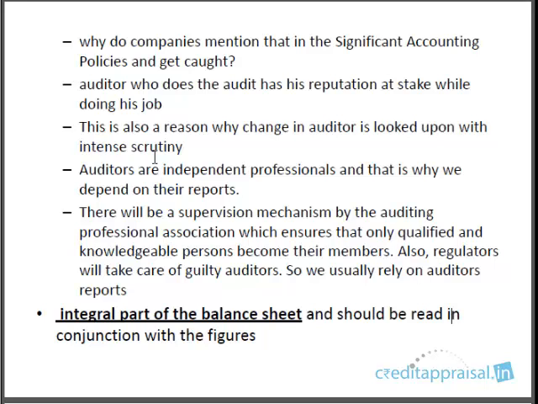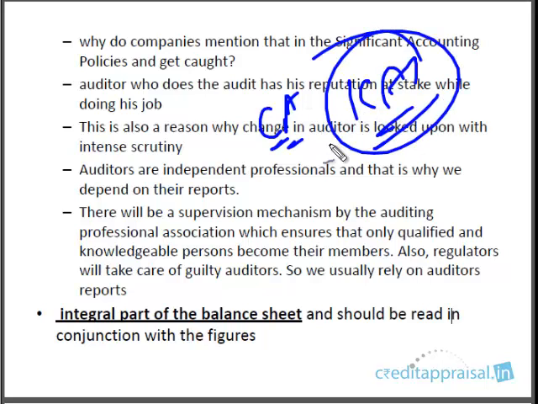At the end of the day, auditors are subjected to a supervisory mechanism by their professional organization. So all auditors here, CAs, are under the umbrella of ICAI. So there is a professional organization, and there will be some professional ethics going on. But then we will also be having guilty auditors. So you need to be careful, right?